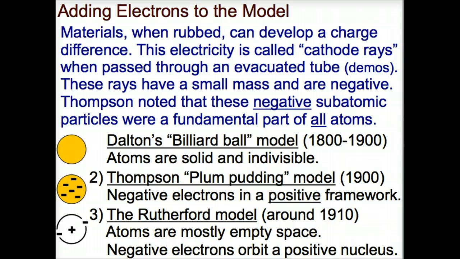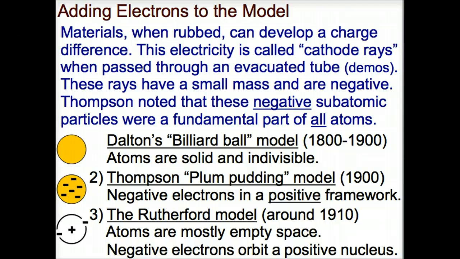However, this was proved wrong by Thomson, who developed what he called the plum pudding, I think of it as tapioca model, in the early 1900s. And he found that there were negative electrons in a positive soup of the atom.